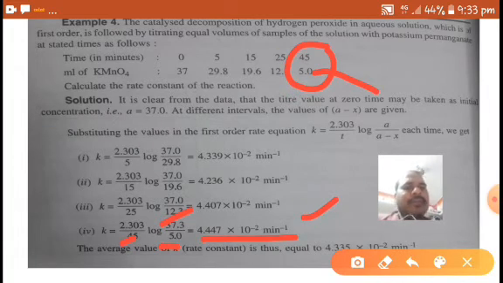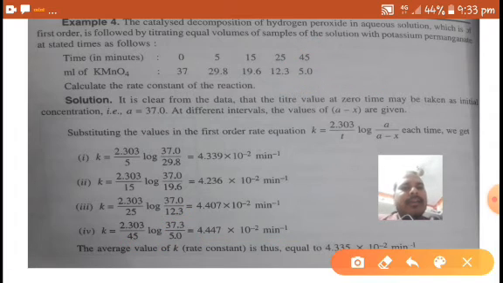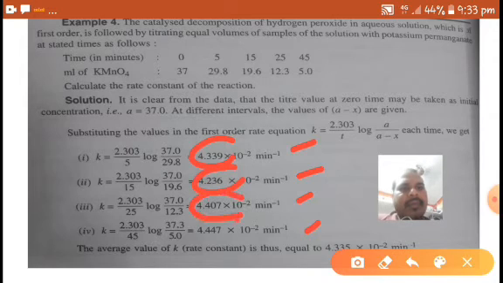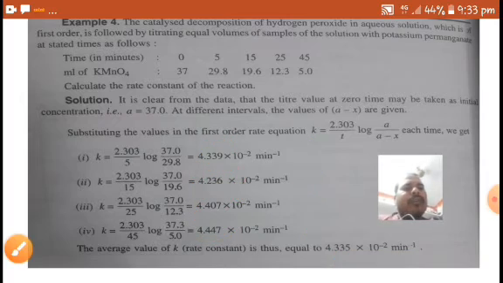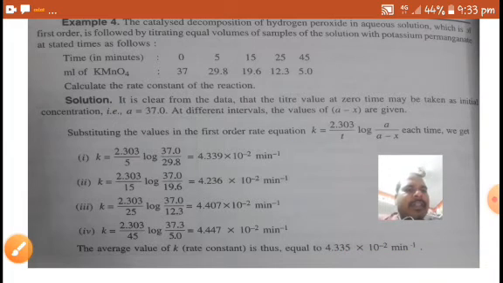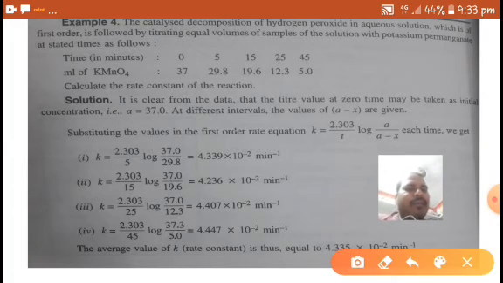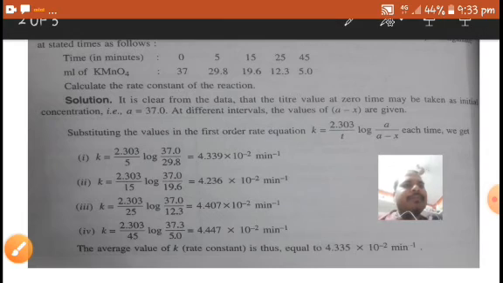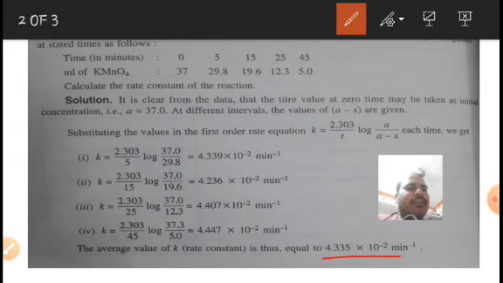So by observing this, we are getting nearly same K value. So to get the exact value, we have to average all these K values. By averaging, I am getting 4.335 into 10 to the power minus 2 minute inverse.